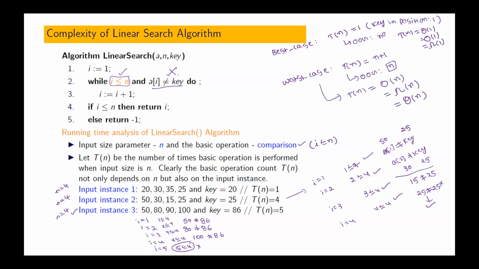But this operation is preferred. Why? Because this is the actual operation where we are comparing the key with the array elements. This is our main work. It does not mean that we should not take I less than or equal to n. Anything we take, we get the same answers. So that is about linear search, different cases.